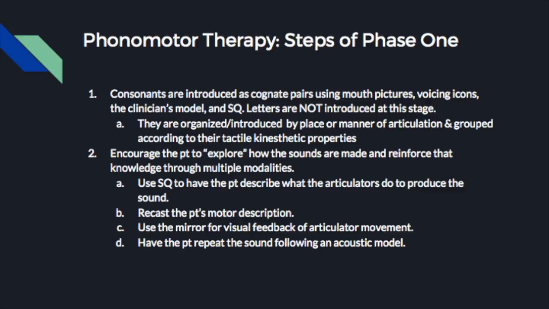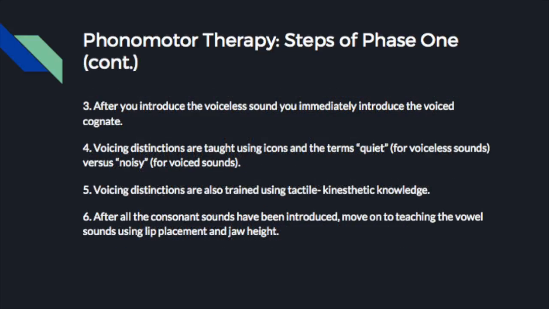The second step is you're going to encourage the patient to explore how the sounds are made and reinforce that knowledge through multiple modalities. So, for example, you're going to use Socratic questioning to have the patient describe what the articulators do to produce the sound, and recast the patient's motor description. You're also going to use the mirror for visual feedback of articulator movement, and you're going to have the patient repeat the sound following an acoustic model. Step 3, after you introduce the voiceless sound, you immediately introduce the voiced cognate. You'll use this strategy for all voiced cognate pairs in the lips, tongue, and air categories.